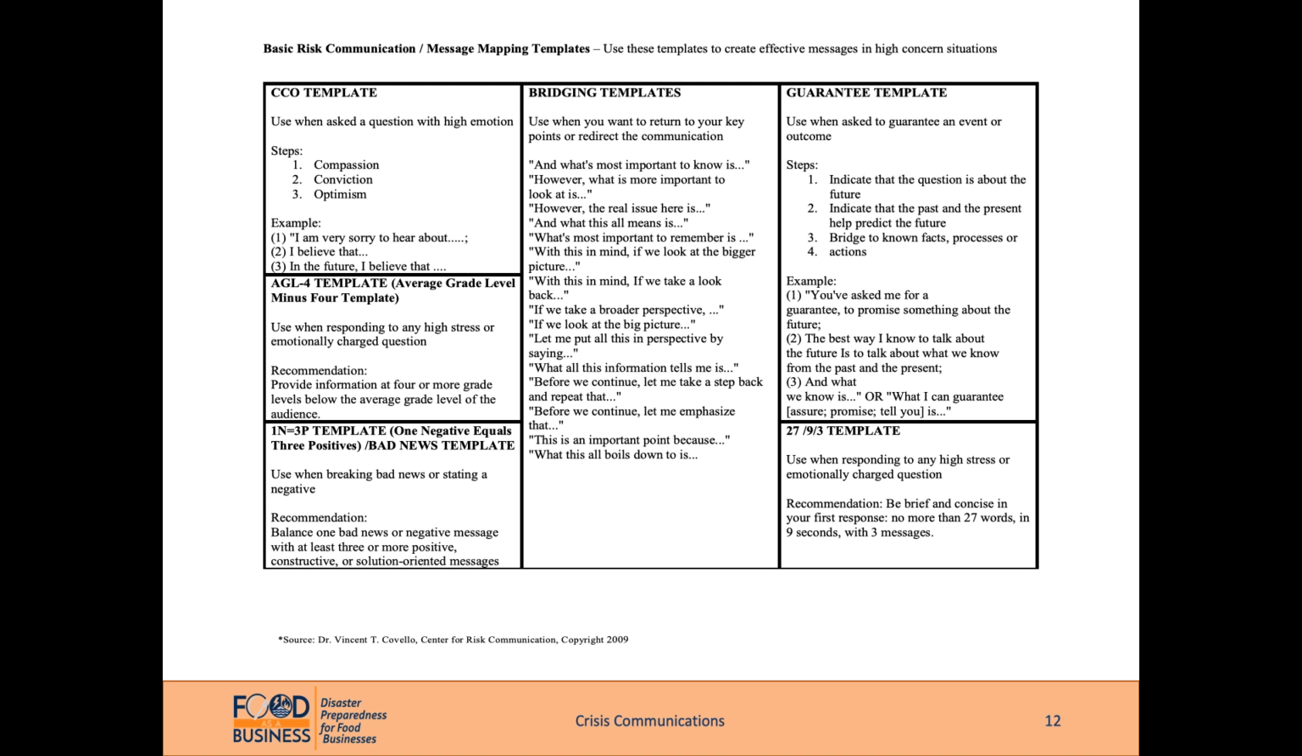And for that recommendation, you should be brief and concise in your first response. No more than 27 words in 9 seconds with 3 messages. This template really goes back to the idea of planning and preparation and practice for these situations.